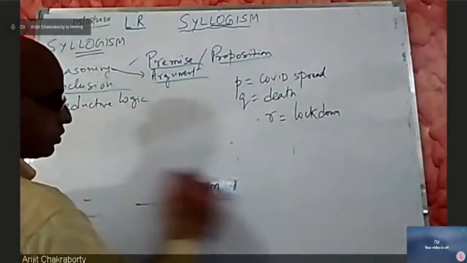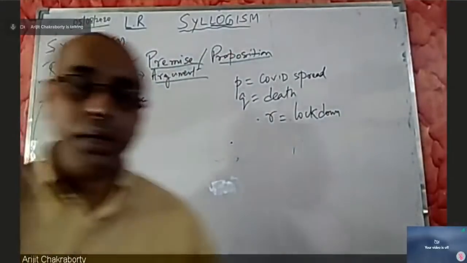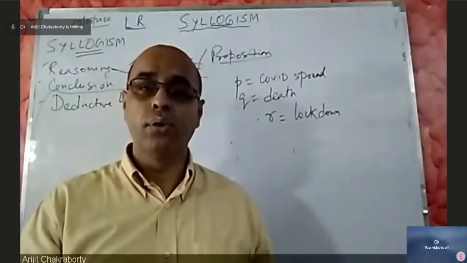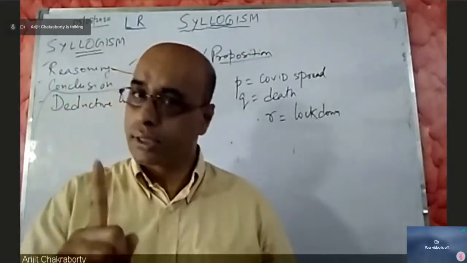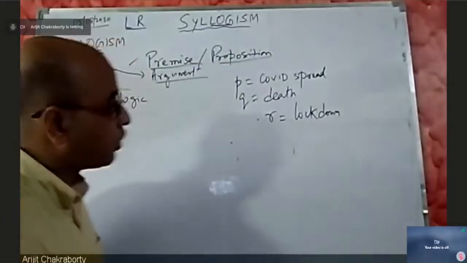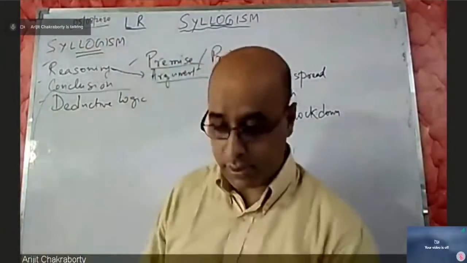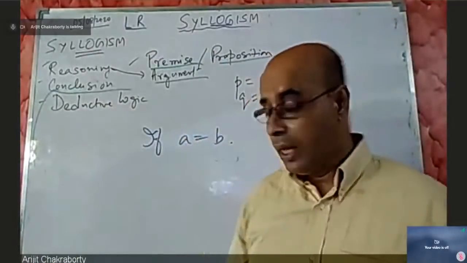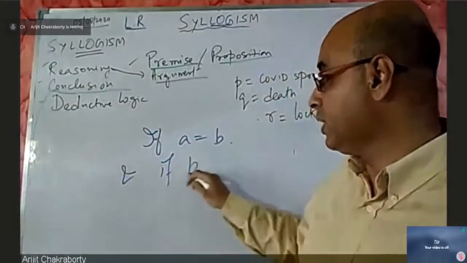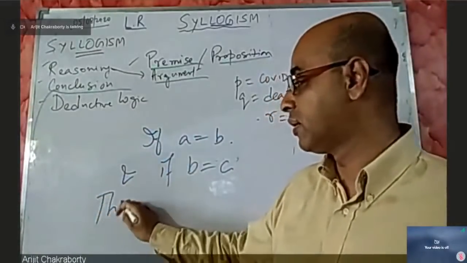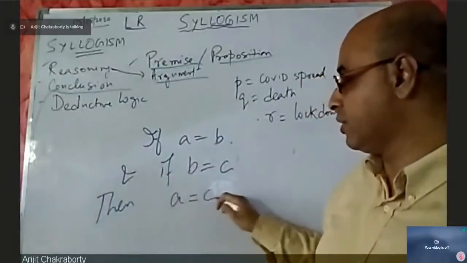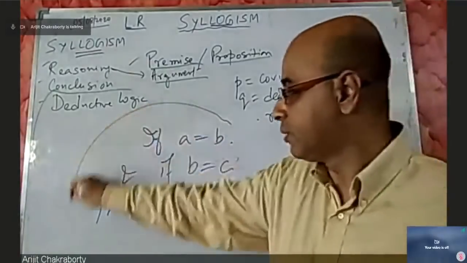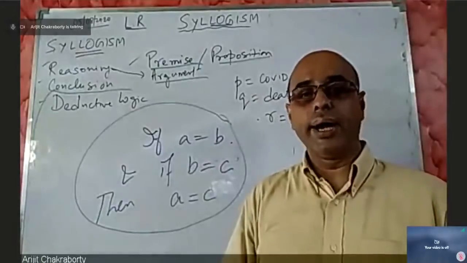In other words, very simple, another simple formula. Just now you have written down this formula: if P then Q, if Q then R, therefore if P then R. This is formula number 1. The next formula, even a smaller one of course, is simple. If A equal to B and if B equal to C, then A equal to C. This is the basic funda, the basic idea of syllogism.